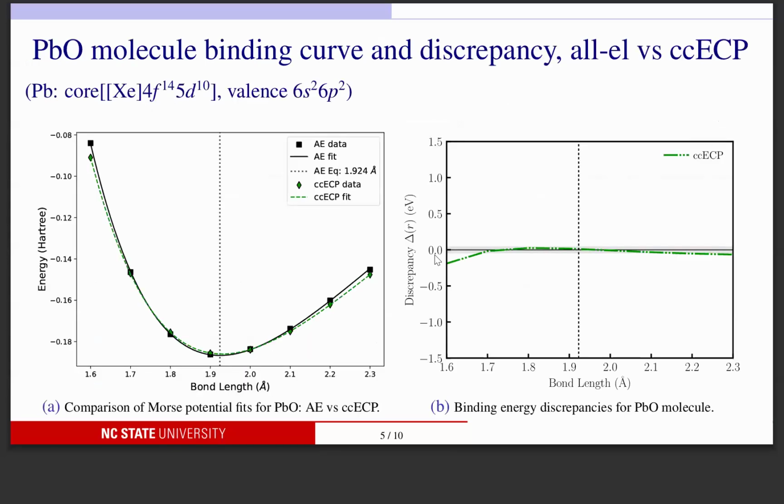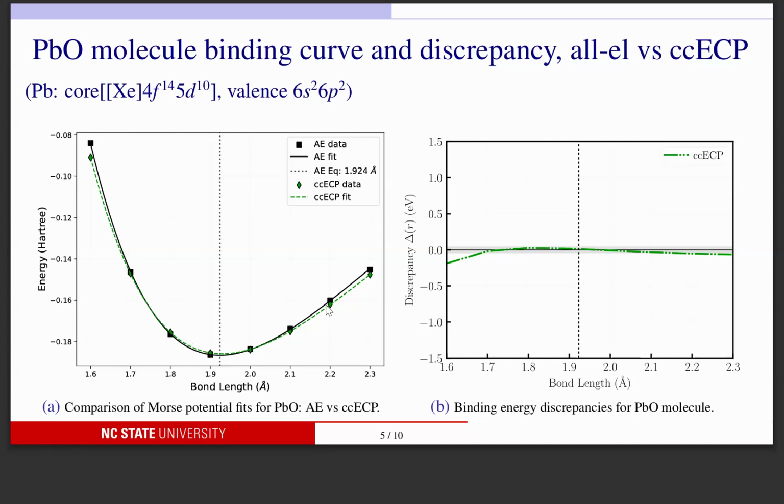So this slide benchmarks CCECPs against an all-electron reference for the lead oxide molecule. And lead here is a heavy system where relativistic contractions and core valence correlation dominate. In the figure on the left, we see in black the data points calculated across various bond lengths using a total of 90 electrons. And in green, you find the data points calculated using CCECPs with only 6 electrons. You understand, the all-electron calculation took more than 70 times longer to finish. And the end result, CCECPs track the all-electron Morse potential fit curve, and they are almost overlapping on top of each other.